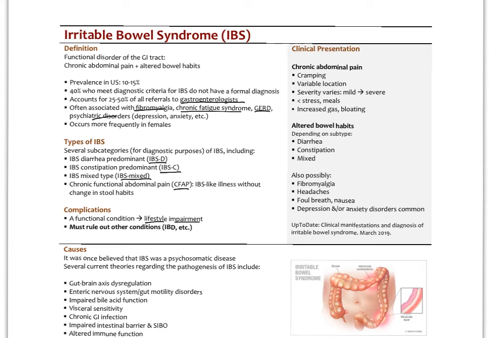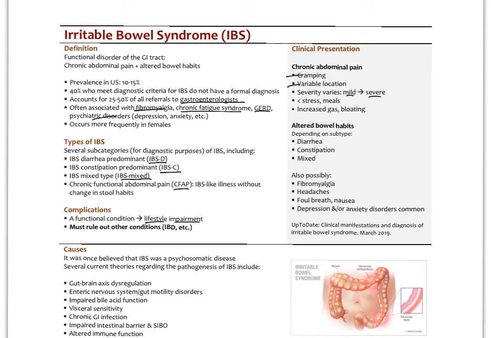So our classic presentation is going to be chronic abdominal pain, cramping. It's going to be variable in location. Severity can be from mild to actually severe. I've seen people with almost appendicitis-like pain, but it turns out to be IBS.